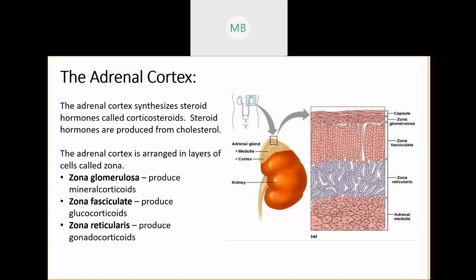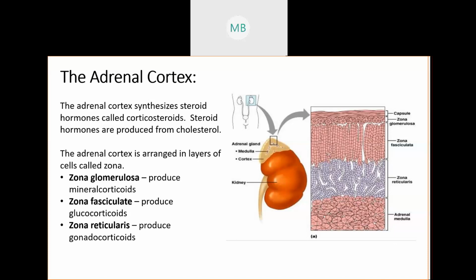The next layer down is probably the least structured of the layers, and it is called the zona reticularis. Your zona reticularis makes a set of hormones called gonadocorticoids. They are hormones such as androgens. They are additional hormones that will affect your gonads and can be converted into reproductive system hormones. We'll talk about those in a minute.